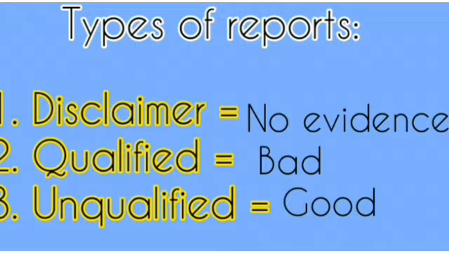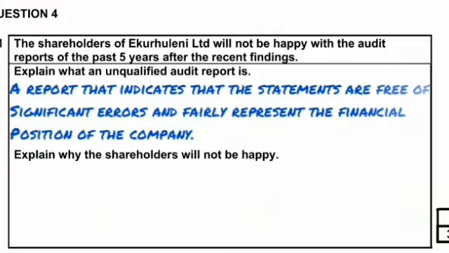It's a good report that says our financial statements are correct, accurate, with no biases, and they comply with accounting standards. So to answer our question, an unqualified report is a report that indicates that the statements are free of significant errors and fairly represent the financial position of the company.